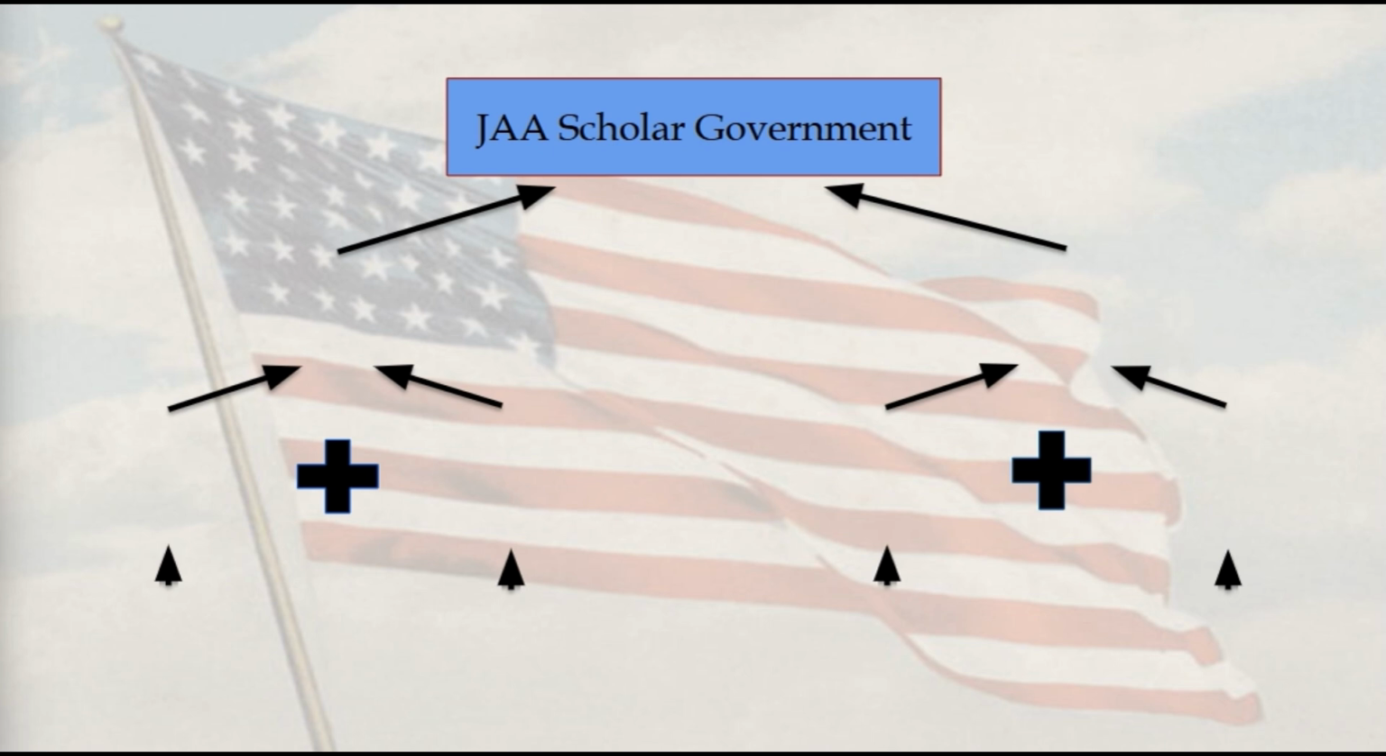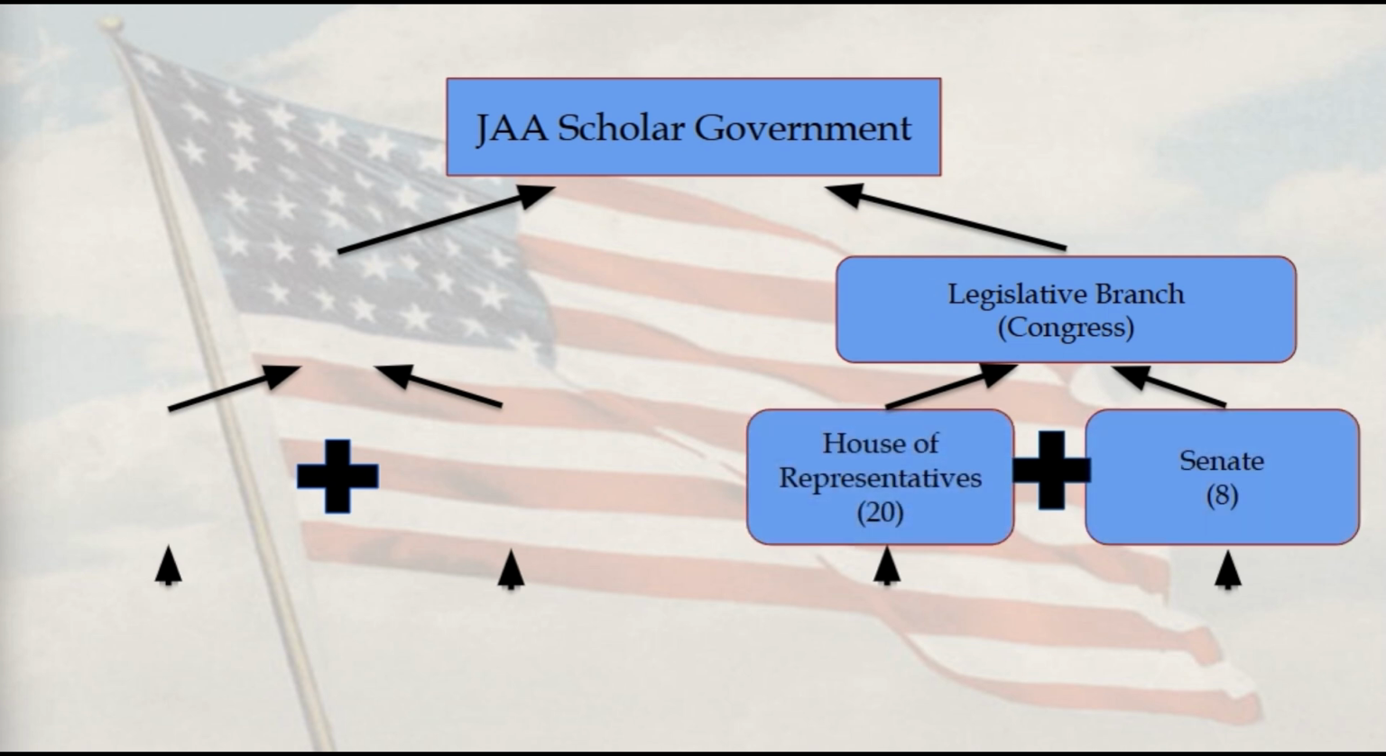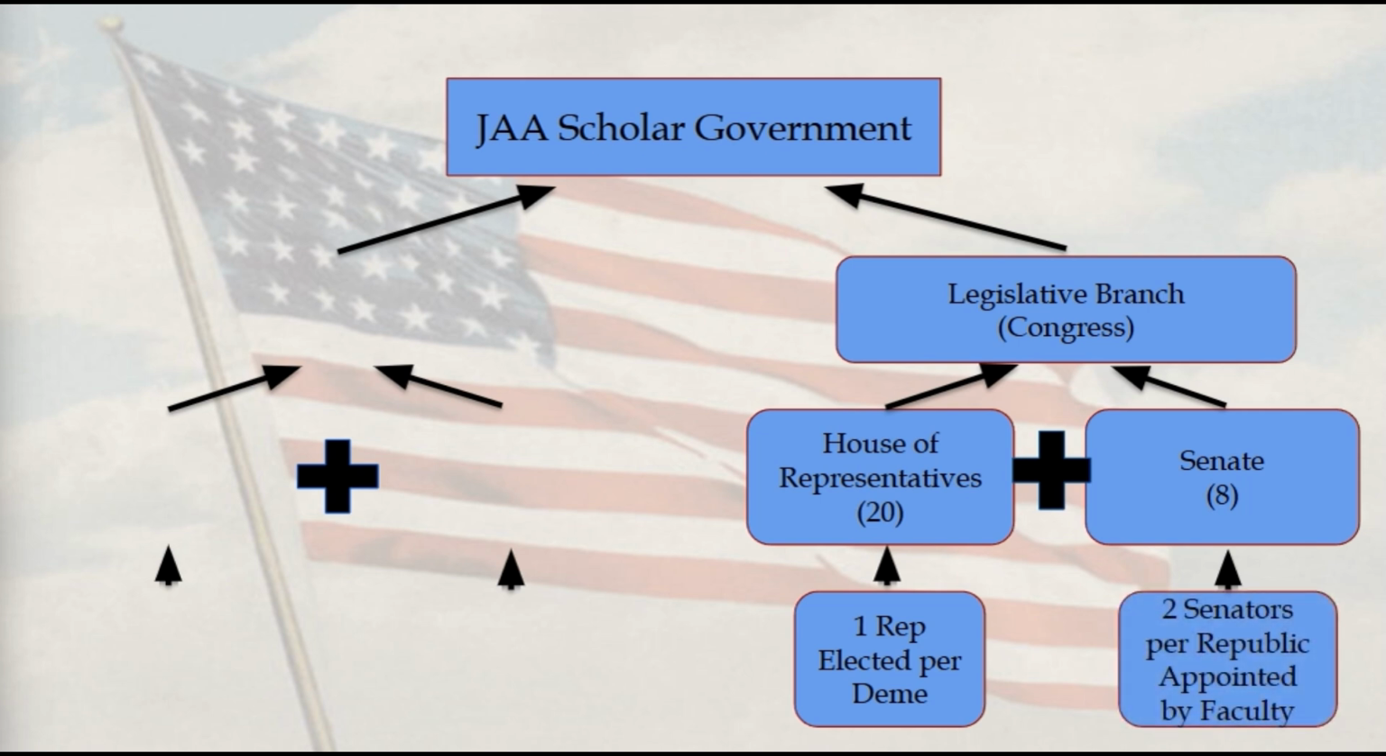In other words, there are 2 branches of government. The legislative branch, also known as Congress, is made up of the House of Representatives and the Senate. The House of Representatives includes 1 rep from each dean. You will also elect an alternate to fill in for your dean rep when he or she is absent. The Senate is made up of 2 senators from each republic. To simplify the process, the Republican dean lead teachers appoint the senators. Together, the 20 dean reps and 8 senators make up the Congress.